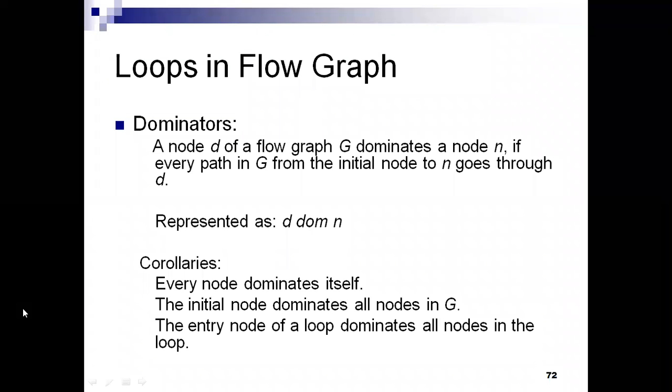And next, the collection of nodes has a unique entry. Here there is only one path from a node outside the loop to the node inside the loop. That we can call a collection of nodes having a unique entry. That means from outside the loop to inside the loop, it only has a unique entry.